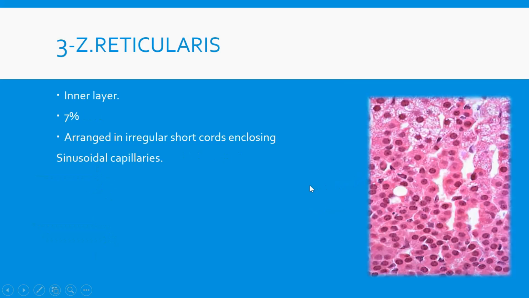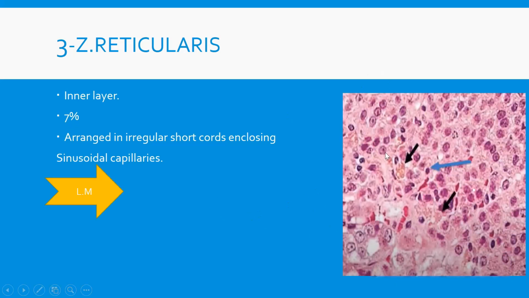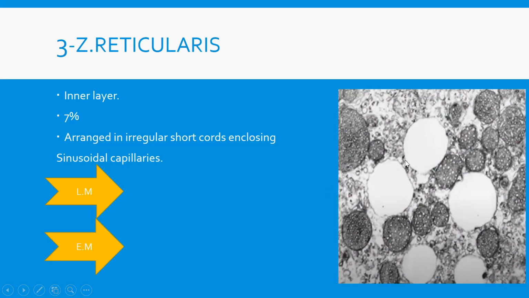Zona reticularis. It's the inner layer, and contributes about 7% of the thickness. Cells are arranged in irregular cords, hence the name reticularis, enclosing sinusoidal capillaries. By light microscope, cells are polyhedral with central rounded nuclei and acidophilic cytoplasm. But note that there are dark cells which have dark cytoplasm and pyknotic nuclei. And there is also lipofuscin pigment, this yellow pigment, which is the remnant of undigested lipid inside the lysosome. By electron microscope, it also has the criteria of steroid-secreting cells, but with few lipid droplets.